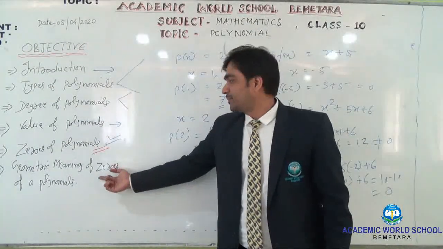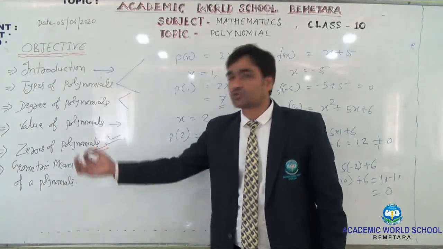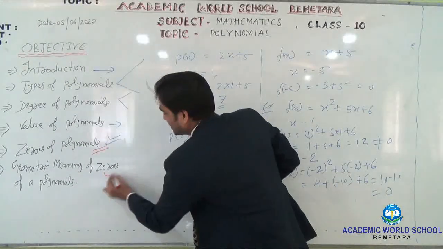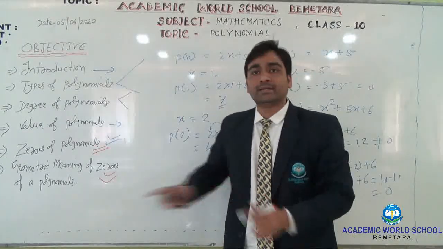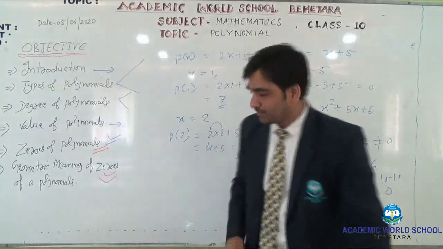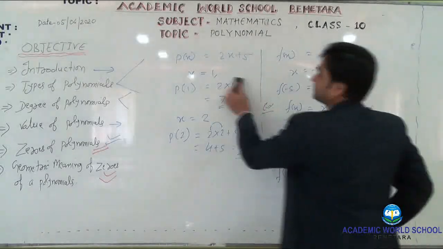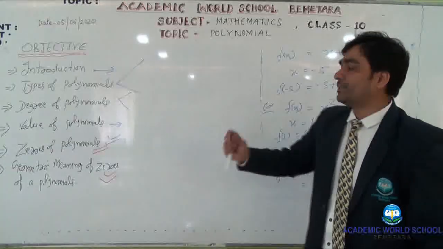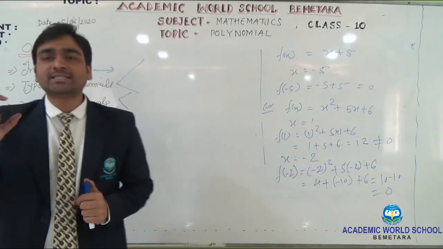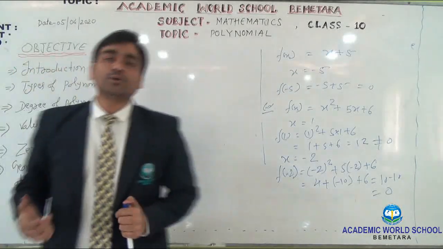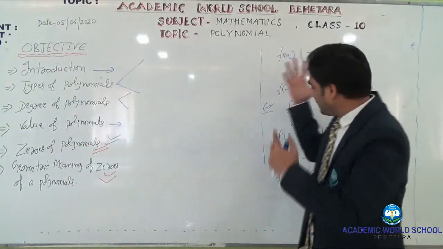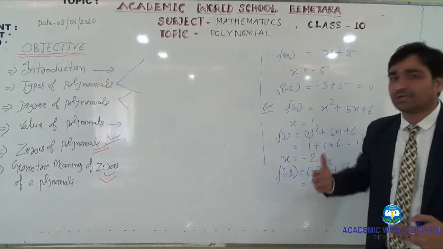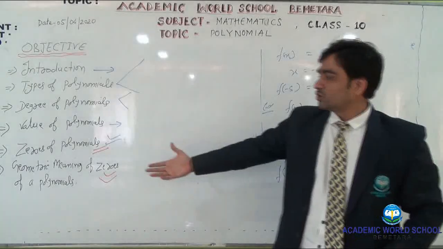Now we will come to the last topic, the geometric meaning of zeros of a polynomial. This is also most important. One question 100% comes from this topic in your final exam. So what is the geometric meaning? What do you understand by geometry? It means that when we represent this numerical content on a graph, how to demonstrate this numerical value on the graph. This is known as the geometric meaning.